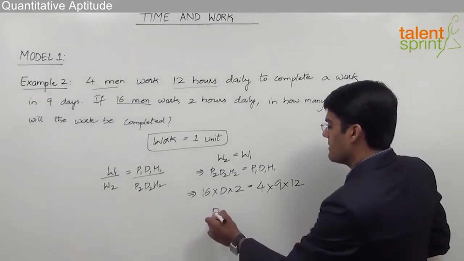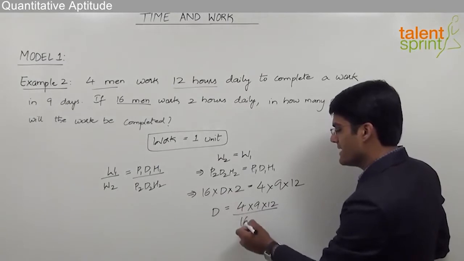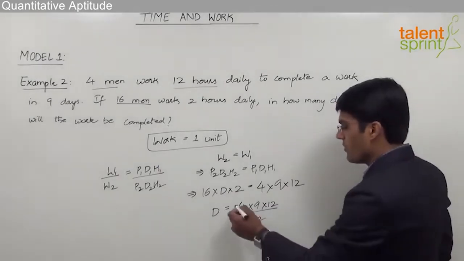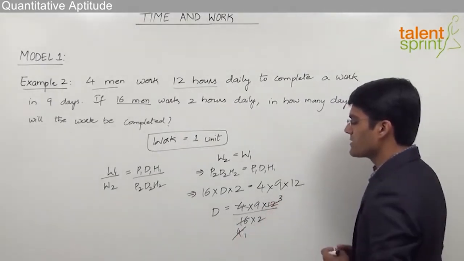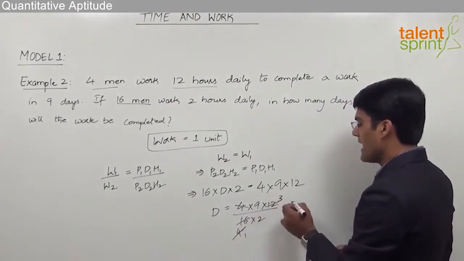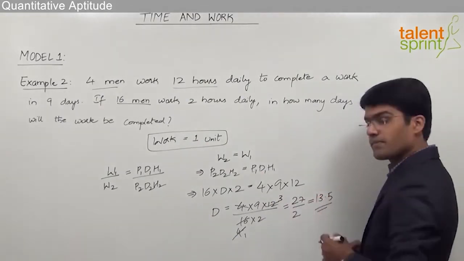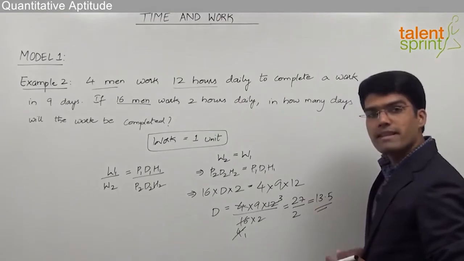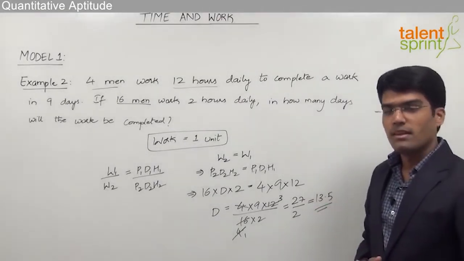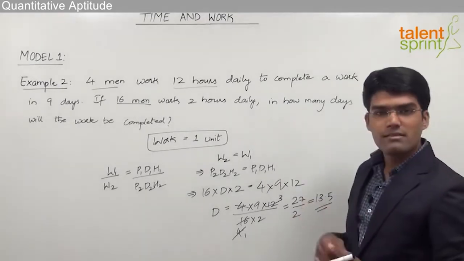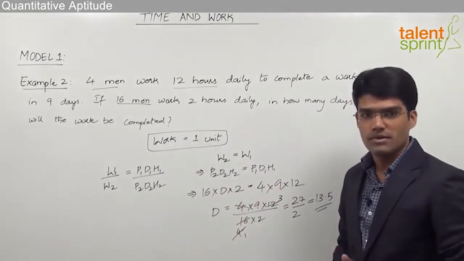Now, here D can be taken as 4 into 9 into 12 divided by 16 into 2. So 4 here goes 4 times. Again 4 into 1, 4 into 3 is 12. So the answer will be 9 into 3, 27 by 2, that is equal to 13.5. So we can say that the number of days required in the second case should be 13.5 days. So this is how, friends, when the work is not specified, we can always consider it to be 1 unit and proceed with the same equation.